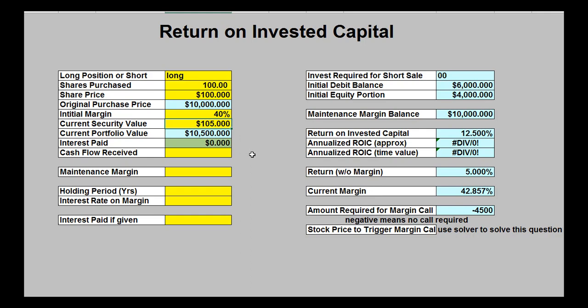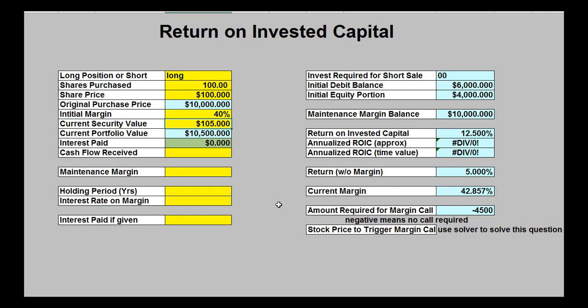And for that particular investment, again, you can see that without the margin, you made 5%. But our return on invested capital, at least at this point, tells us that this return earns about 12.5%. So the first thing we can see is that a margin account will allow you to magnify the returns that you ultimately earn on your investment. So now let's think a little bit further.